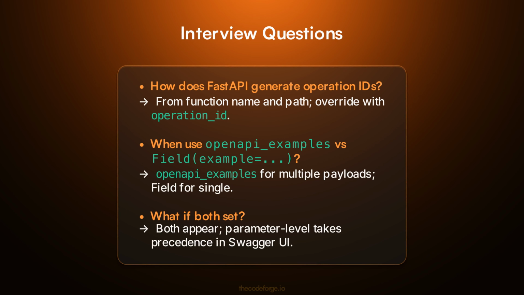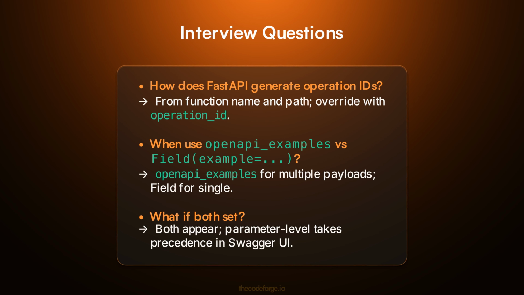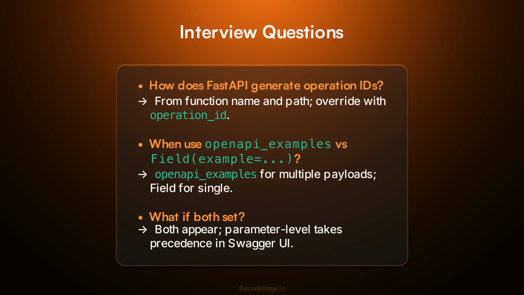Let's run through some common interview questions. How does FastAPI generate operation IDs? From function name and path, override with operation_id. When to use openapi_examples versus field example? openapi_examples for multiple payloads, field example for single. What if both are set? Both appear. Parameter level takes precedence in Swagger UI.